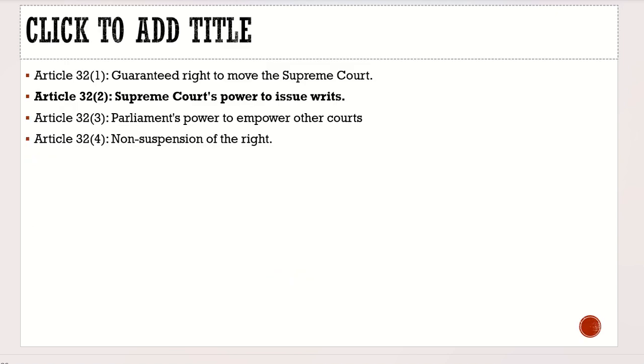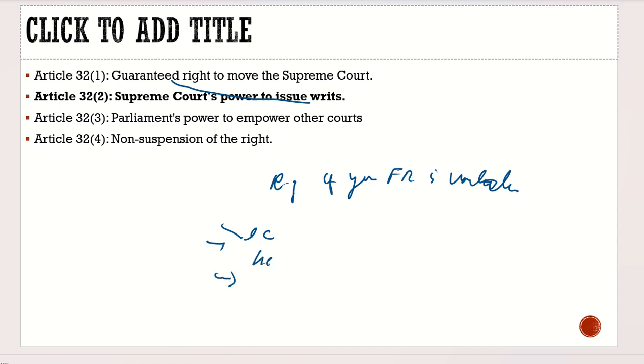Here, Article 32, what does it guarantee you? It guarantees the right to move the Supreme Court. Here is a thing. For example, if your fundamental right is violated by the state or by anyone, what are you supposed to do, where do you have to go? You can go to the lower courts, you can go to the higher court, you can directly go to the Supreme Court. This is one of the guarantees given to the fundamental rights. If it is violated, you can directly go to the Supreme Court. So this is one of the guaranteed rights, to move to the Supreme Court.